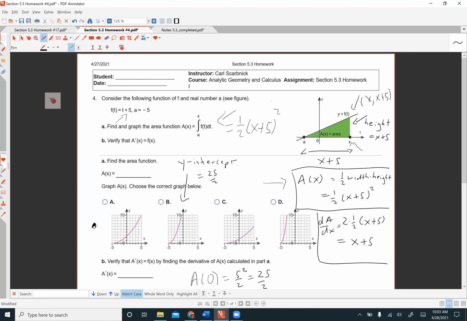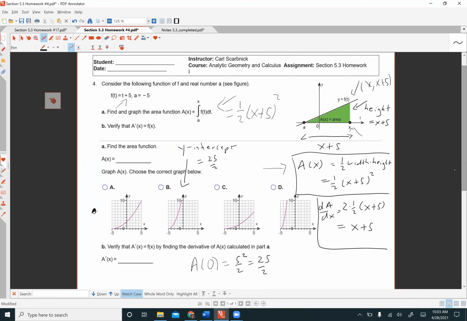Okay, first we also had to find the graph, so you have to select the correct graph. It turns out, I think you can verify, the y-intercept is about 25 halves, and that's the only one that looked like it had a decent y-intercept to me. So we found the area function just by using triangles, and we took the derivative of the area function, and we got x plus 5.